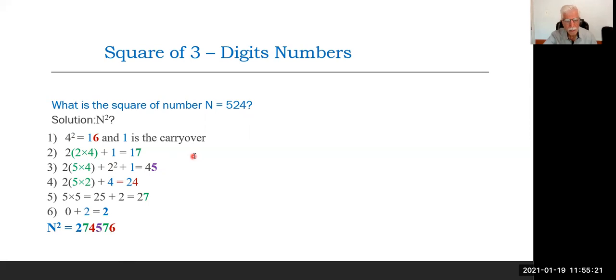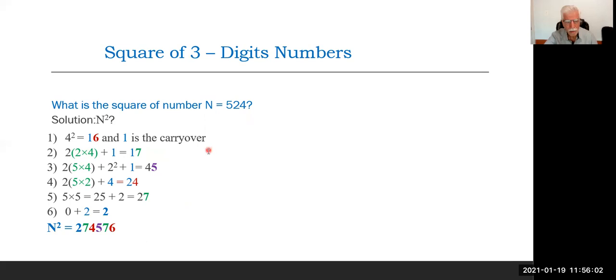Now, multiply 2 and 4 and multiply the result by 2. 2 into 4, multiply the result by 2. So it is 2 into 4 is 8, multiplied by 2 is 16. Now we have one carryover from here. So if you add up all this, it's going to be 17. 7 is going to be the second digit of the square of 524. And we have 1 here as the carryover again.